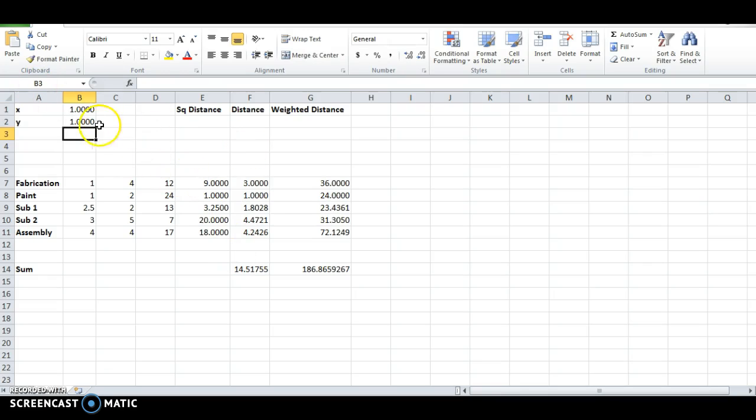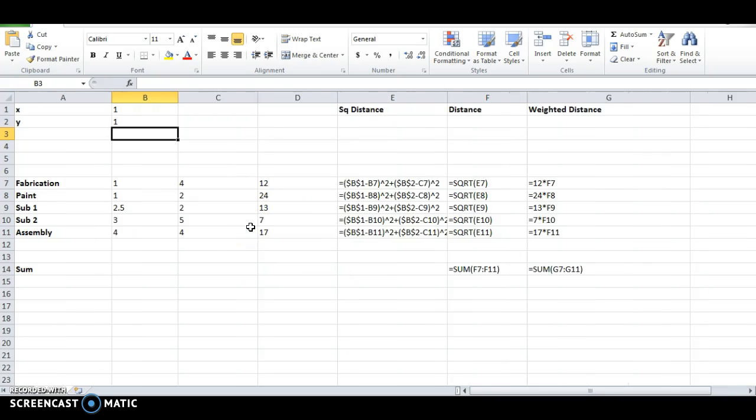So initially you just put dummy values like 1 and 1. And then I created the square of the distance just so it's a little bit easier to punch that formula in. And then distance, you just take the square root of column E, and then the weighted distance, we just multiply the weight factor times the column F value. So as you can see, I've done that. So here's the formulas. So I do B1 minus B7 squared plus B2 minus C7 squared.